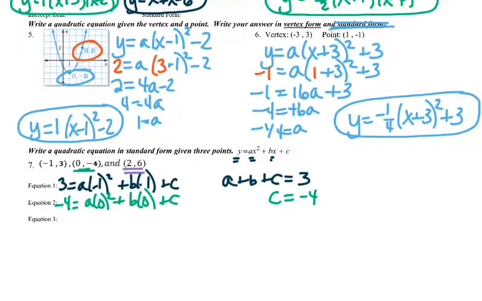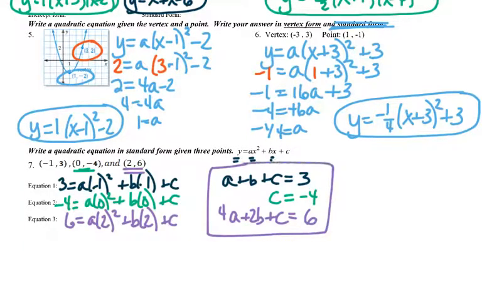The last one, 2, 6. 6 equals a times 2 squared plus b times 2 plus c. So 4a plus 2b plus c equals 6. Does this remind you of anything? It is a 3x3 system. Yay, 3x3 system. Remember those? Thought they were never going to come back, right? This 3x3 system is back.